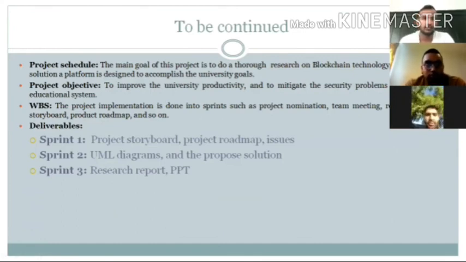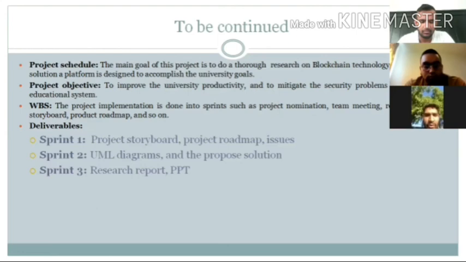In the next slide, we continue with the project schedule. The main goal of this project is to do thorough research on blockchain technology. After this, as a solution, a platform is designed to accomplish the university goals. And the next one is the project objective. In this objective, we improve the university productivity and mitigate the security problem in the existing educational system. And the third one is the WBS, in which the project implementation, team meeting, research, project storyboard, product roadmap, and so on.